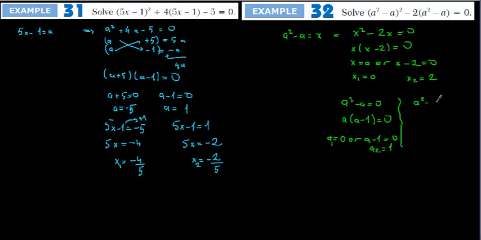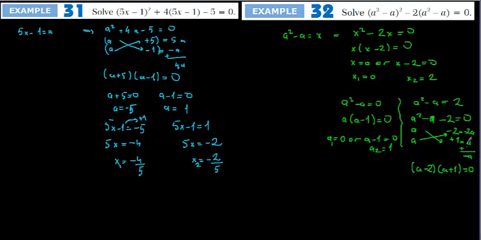a^2 - a is equal to 2, which means a^2 - a - 2 is equal to 0. Then this is going to be a, and this is going to be a, with -2 and +1. Then if you cross multiply, a times -2 is equal to -2a, a times +1 is equal to a. The sum is going to be equal to -a. And then (a - 2)(a + 1) is equal to 0. I found the middle term, that's why I got the factors directly.